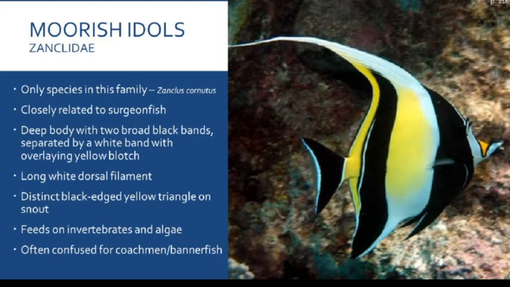Another key characteristic is the distinct black-edged yellow triangle on the snout. So it looks like a bit of a triangle or almost a saddle shape as well. That's quite a key characteristic for identifying these guys. The Moorish idol feeds on invertebrates and algae, so they're a bit of an omnivore.